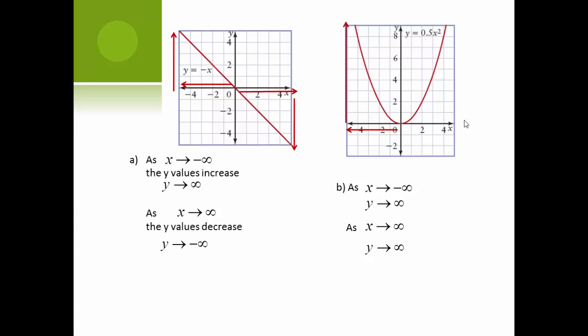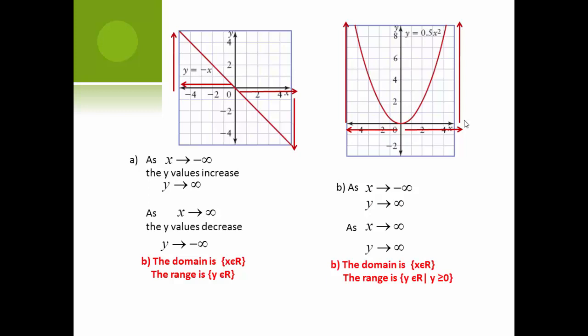Now we're going to look at the domain and range. If we look at our linear function there, the domain and range are pretty simple. We have a domain where x is an element of R and a range where y is an element of R. How about for our quadratic? For our quadratic, we have x is an element of R, but we have a restriction on the range where y must be greater than or equal to 0, because that's the vertex.